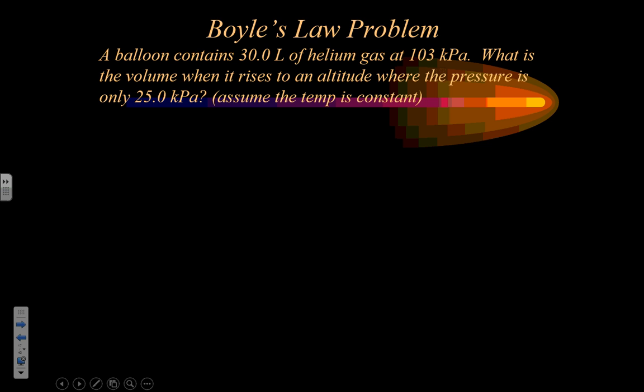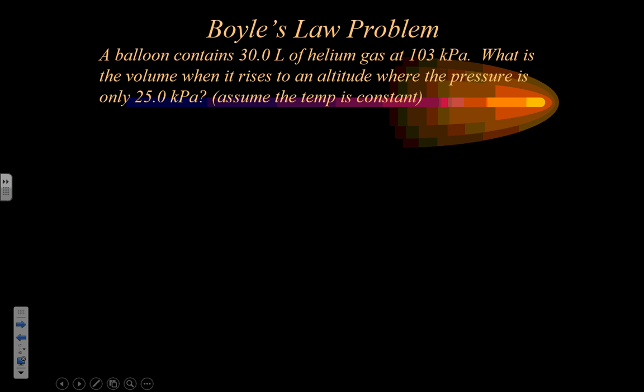Now, how does that look as a problem? Here's a typical Boyle's Law problem. A balloon contains 30.0 liters of helium gas at 103 kPa. What is the volume when it rises to an altitude where the pressure is only 25.0 kPa? Assume the temperature is constant. It's not mentioned, but the other thing we can assume here is that it's a sealed balloon, and our number of moles of gas is not changing as well.